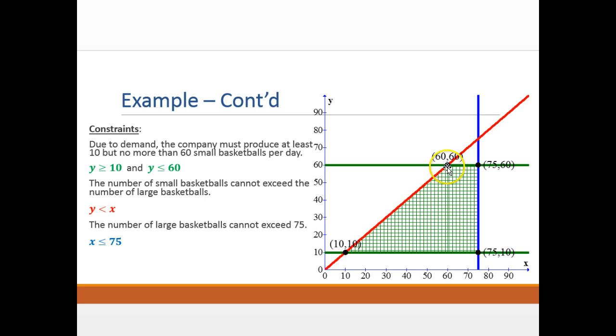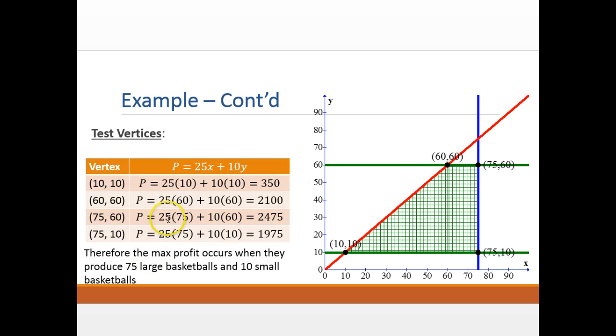They intersect here at 60, 60, because this is the line Y equals X, and this is the line Y equals 60. This is the line Y equals 10, and this is the line Y equals X, so this is 10, 10. This is the line X is 75, so I have 75, 60, and 75, 10. So I now have all my vertices, and we make our table. The vertices are 10, 10; 60, 60; 75, 60; and 75, 10.